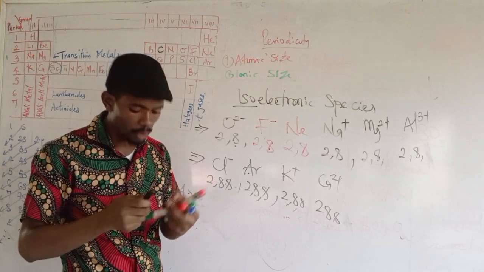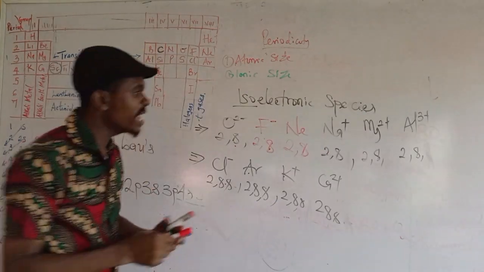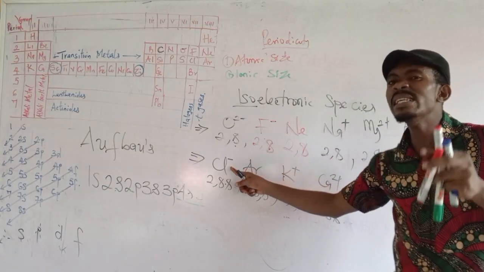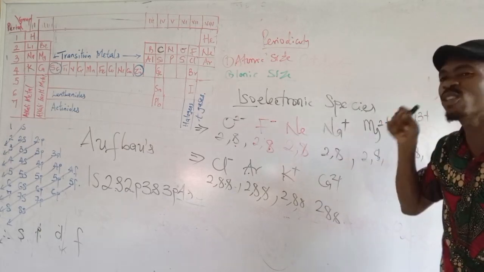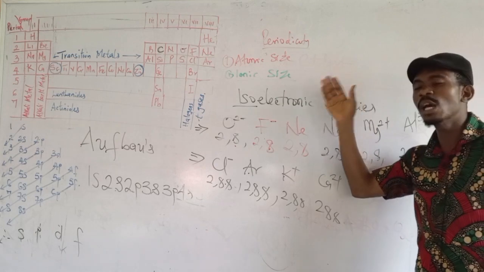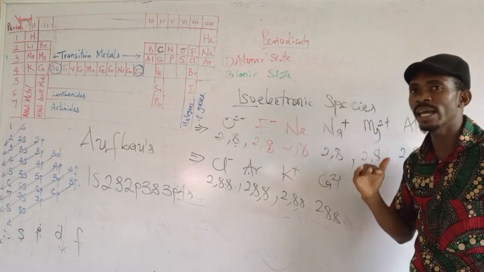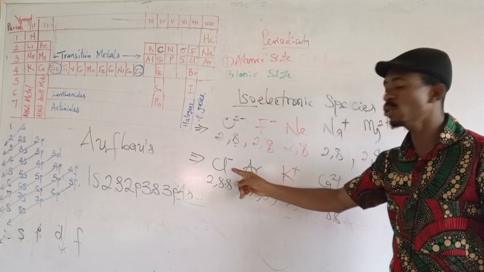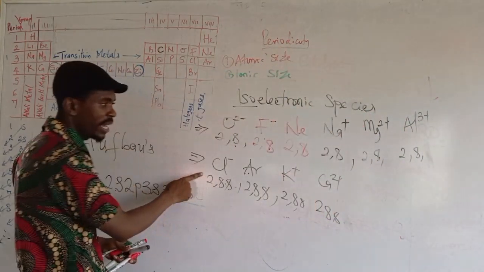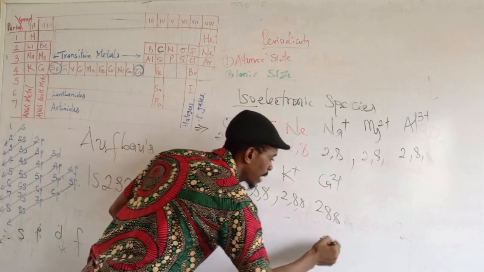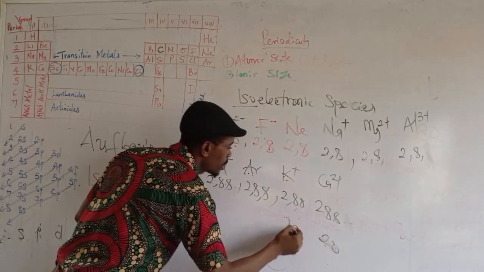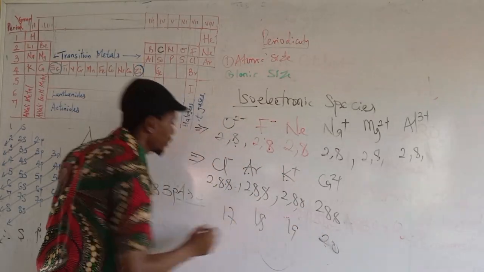One thing you must remember from isoelectronic species is that their ionic size is inversely related to their atomic number. What do I mean? Those that have higher atomic numbers have a lower ionic size. For example, in this example 2 I left here, calcium's atomic number is 20, here is 19, here is 18, here is 17.